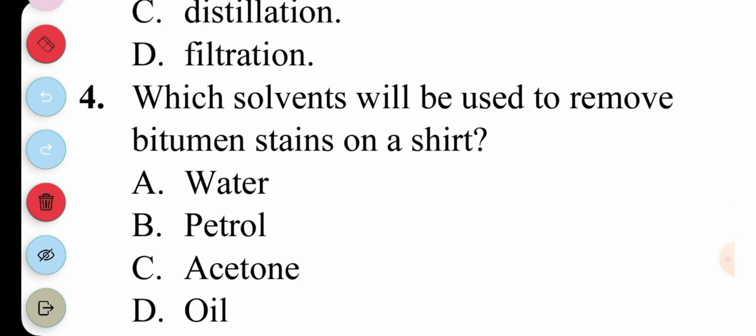Question 4. Which solvent will be used to remove bitumen stains on a shirt? A. Water, B. Petrol, C. Acetone, D. Oil. The answer to question 4 is B. Petrol, because petrol and bitumen come from the same source.